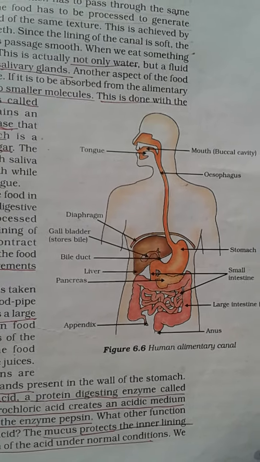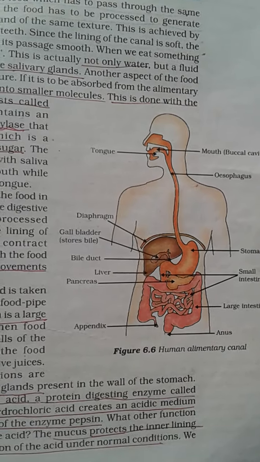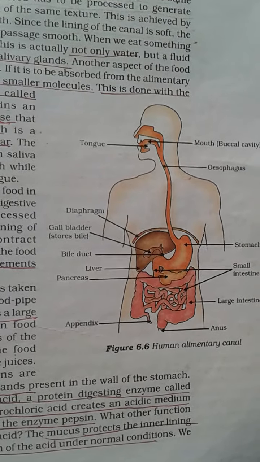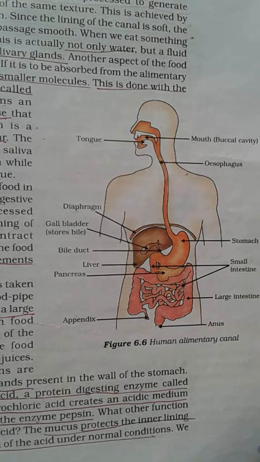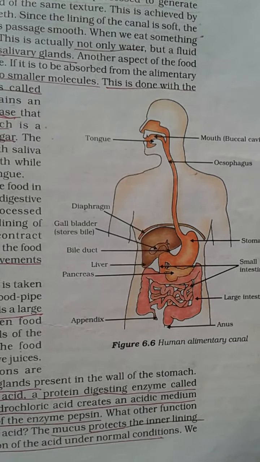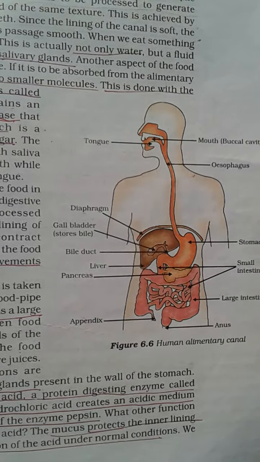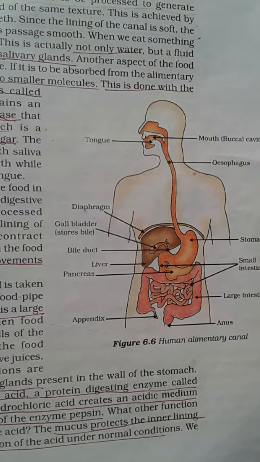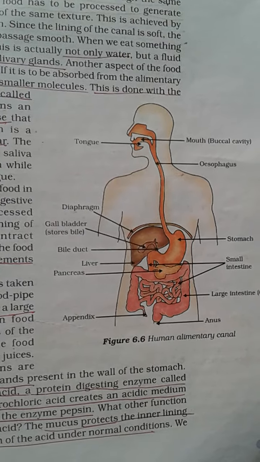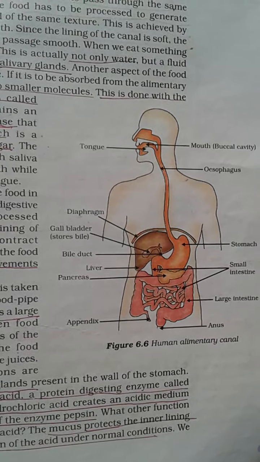Okay, the first process that I said in the human nutrition is ingestion. Ingestion means taking of the food into the buccal cavity. Buccal cavity comprises teeth and tongue. Teeth help in chewing the food, and the tongue is used for the taste, and also it helps in softening the food. Tongue releases saliva. Saliva contains an enzyme known as salivary amylase, which is used for converting starch into simple sugar.